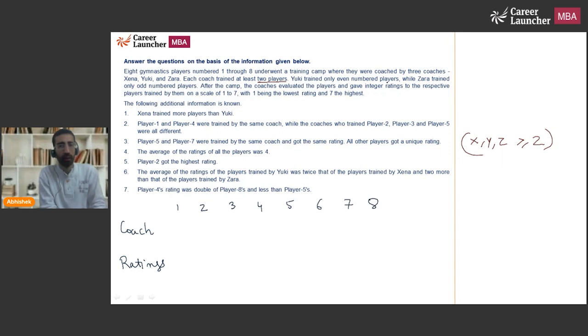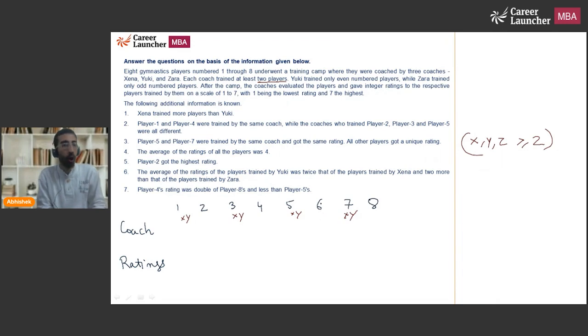Yuki trained only even numbered players. So Yuki may not have trained 4 people, so I can't just say focus on 2, 4, 6, 8. What I'm going to do is actively say that Yuki did not train odd number players. So Yuki did not train player number 1, nor 3, 5, or 7, because that is definite information. Even if it's a negative piece of information, it's definite information, use it, it helps you.